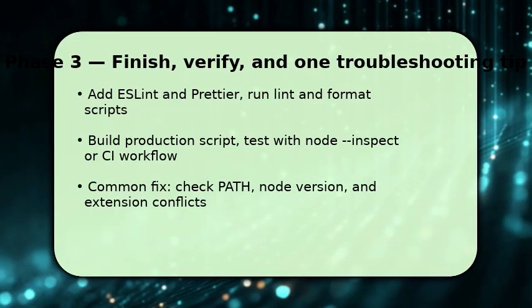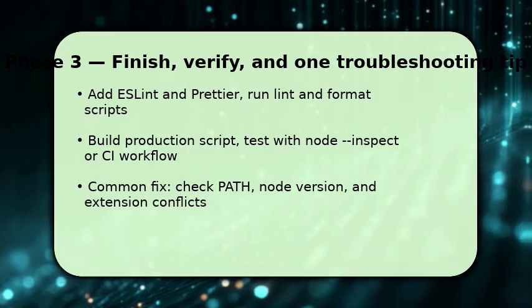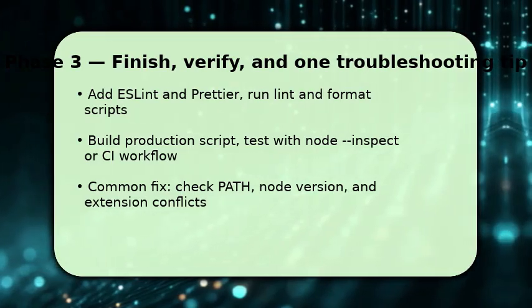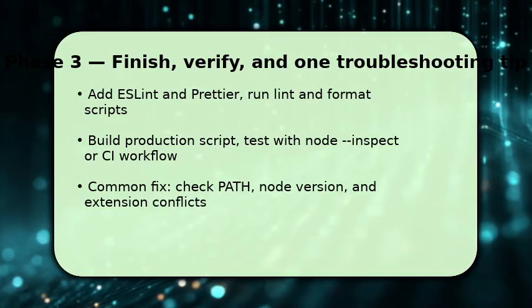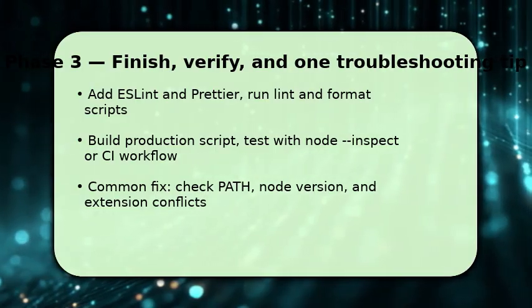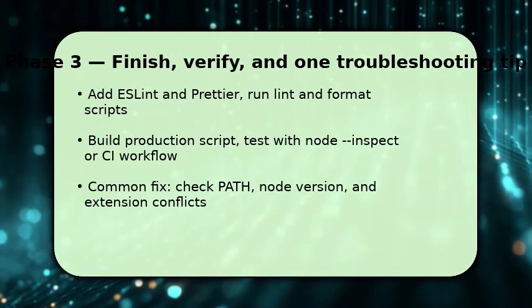Once ready, add a production build or start script, and test with Node Inspect or through your CI pipeline to ensure behavior matches development. Make sure to commit package-lock.json and workspace settings you want shared.